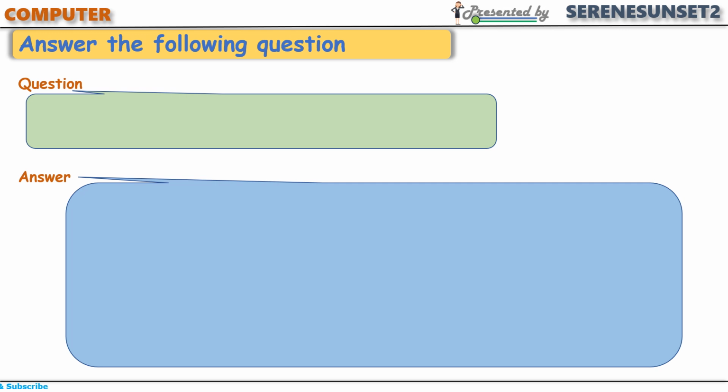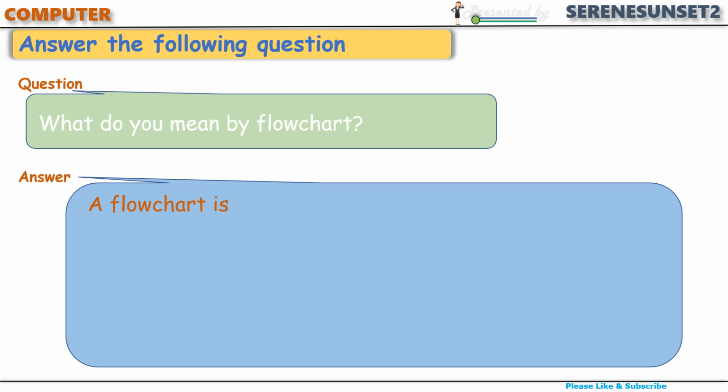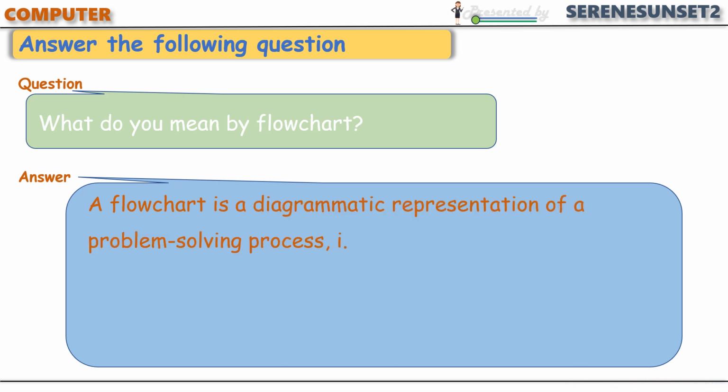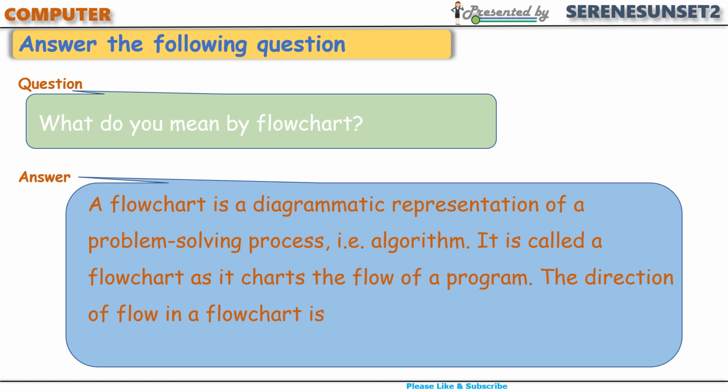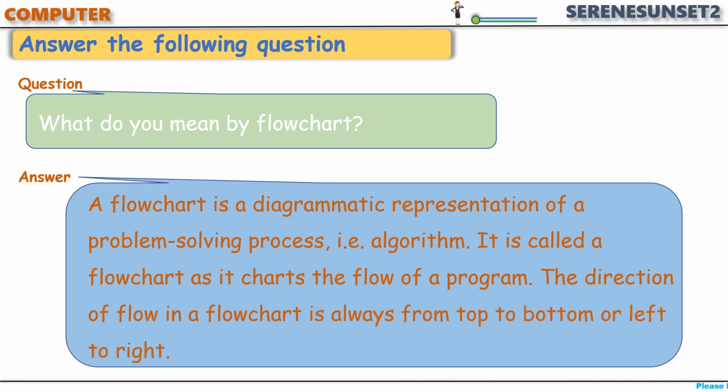Answer the following questions. Question: what do you mean by flowchart? A flowchart is a diagrammatic representation of a problem-solving process, i.e. an algorithm. It is called a flowchart as it charts the flow of a program. The direction of flow in a flowchart is always from top to bottom or left to right.